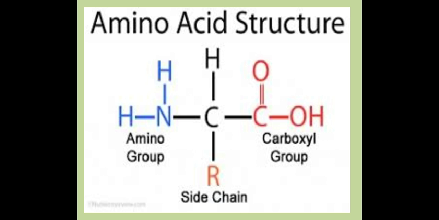Amino acid structure. An amino acid is a nitrogenous compound having both a carboxyl group and an amino group. R stands for side chain, which is different in different amino acids. The side chain may be as simple as a hydrogen atom, or it may be a methyl group, or it may be a more complex structure.